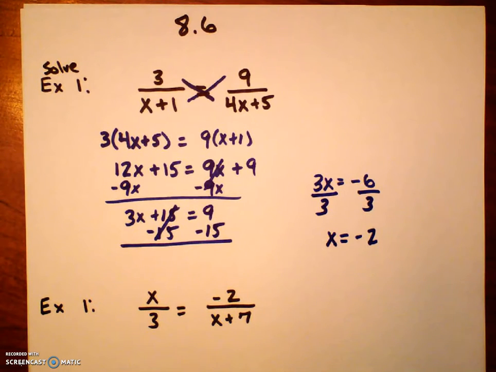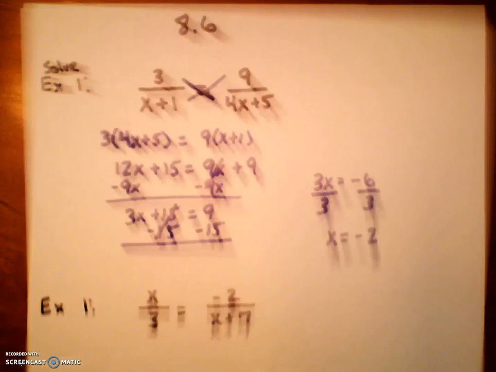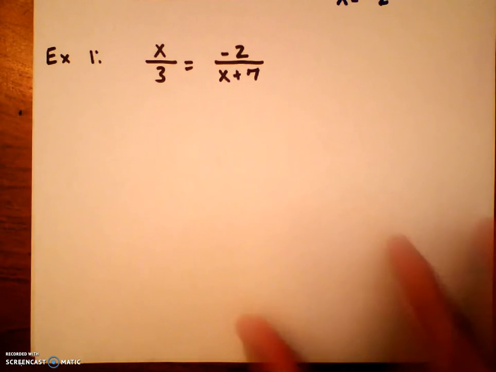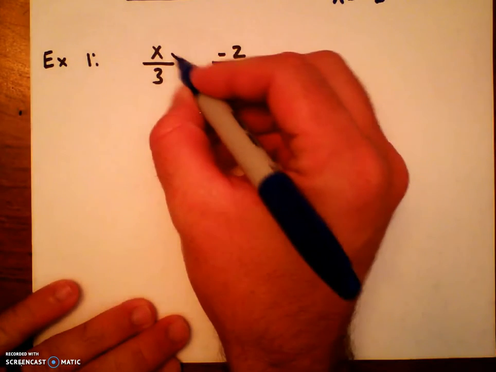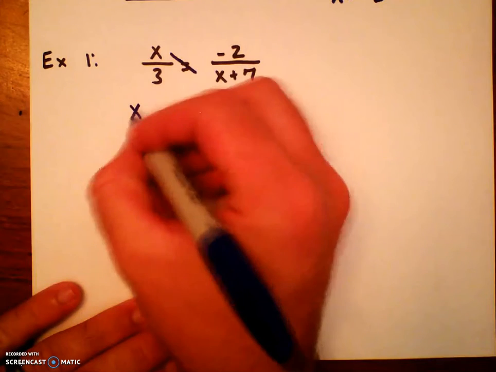Okay? Alright, the next example, pretty much the same thing. We got two fractions that are going to be set equal to each other, so if you want to pause the video here and try it out yourself, you can. But what I'm going to do for this one is I'm going to cross multiply, so x times x plus 7.